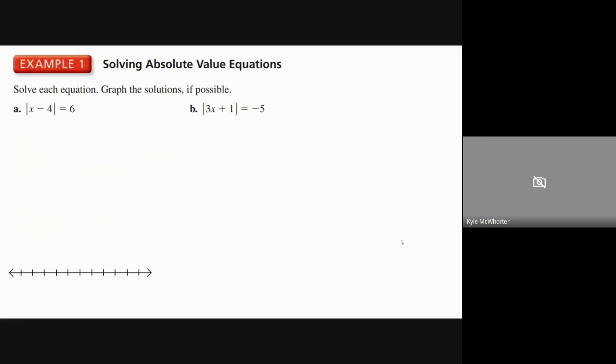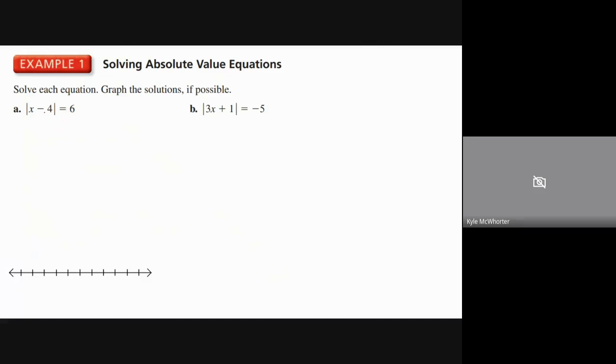Let's look at some examples. We're going to solve each equation, and we're going to graph the solutions if possible. So for the first one, we have the absolute value of x minus 4 equals 6. We have an absolute value equal to a positive number, so that's okay. That means that we can solve it.